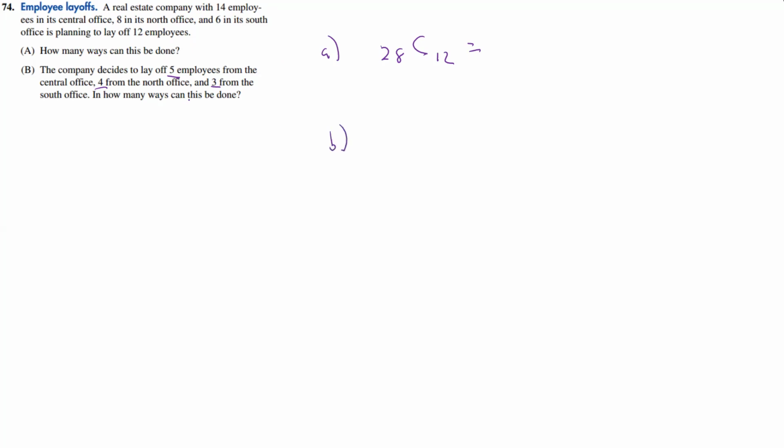Now, B, though, we're a little bit more specific. We're saying we're laying off 5 from Central. Well, how many were in Central? 14. So that means we're going to take 14C5. Again, we don't care who they are. We're just laying off 5 out of those 14. And then we're saying, okay, now let's lay off 4 from those 8. So we'll have 8C4. And then out of those 6, we're laying off 3. So we'll have 6C3. Doing both of those calculations will tell us how many total. So let's go over here and do that.